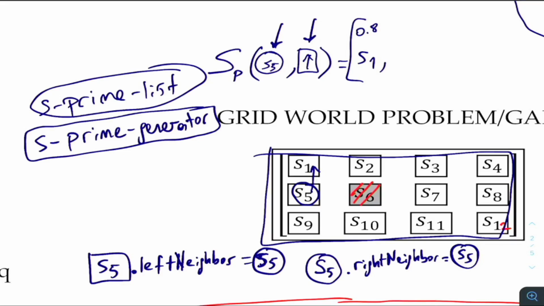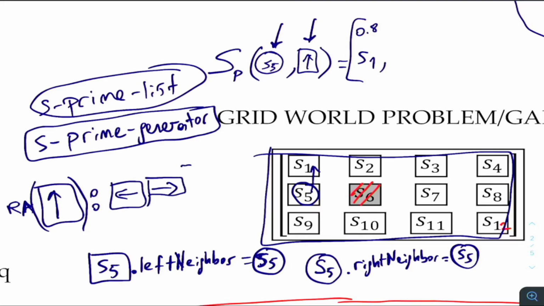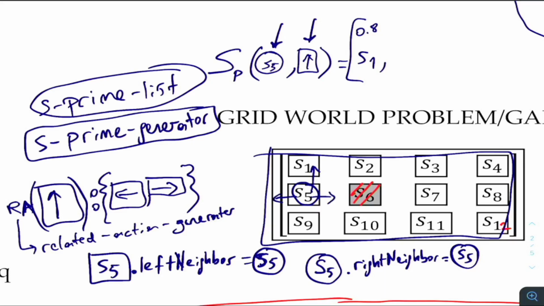What were the related actions of action up? Maybe this can be a function too, a related action generator. You give me one action and I'm going to give you two corresponding related actions: left and right. This is the function. So right and left.